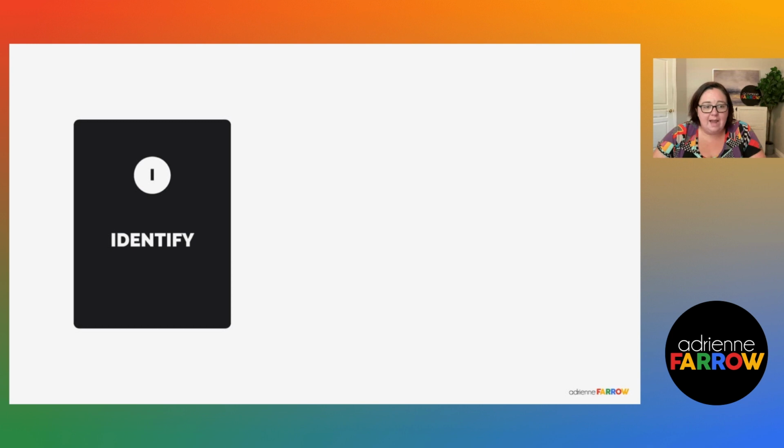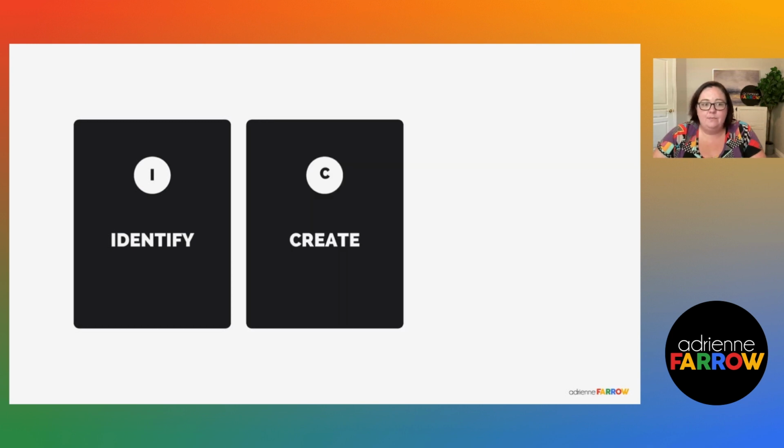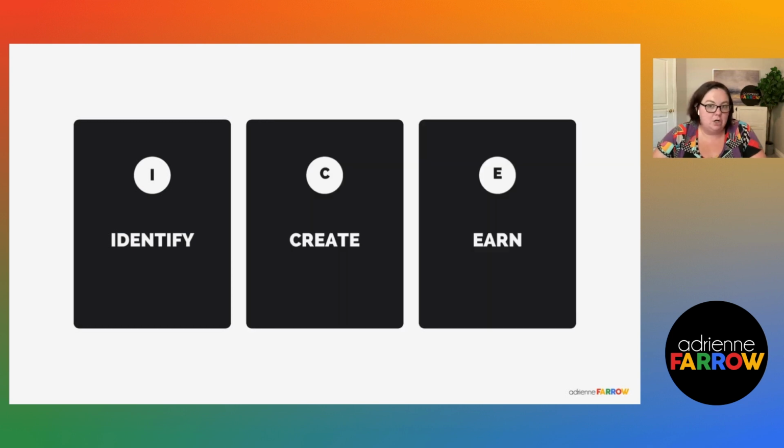So ICE stands for identify, create, and earn. These are the three aspects that I look at when I take a resource from a PDF, paper, pencil resource, all the way to putting it on Teachers Pay Teachers or another platform so that it is ready to sell.